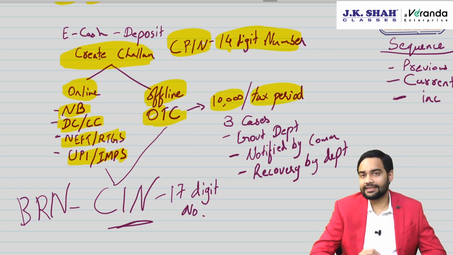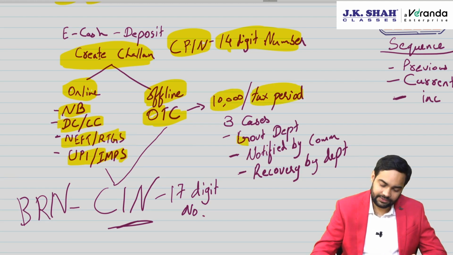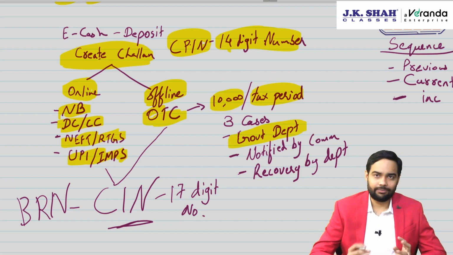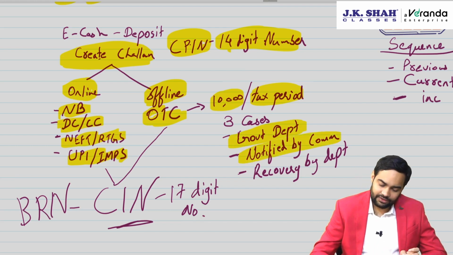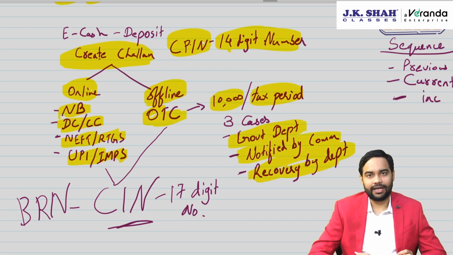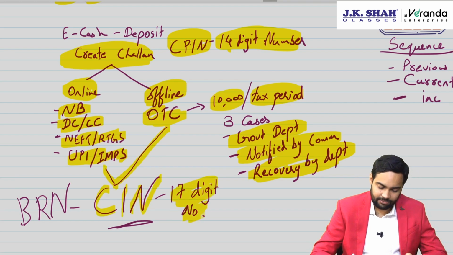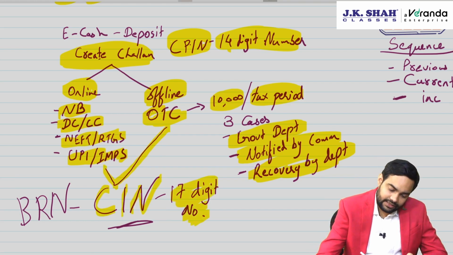Now, 3 cases this limit is not applicable. First, government department. They can pay any amount over the counter by giving checks. Any person notified by commissioner, and the last one is recovery being done by department. Now, once you complete this, you get a CIN, challan identification number, which is a 17-digit number. Now, CPIN is valid for 15 days and the form number is PMT06.